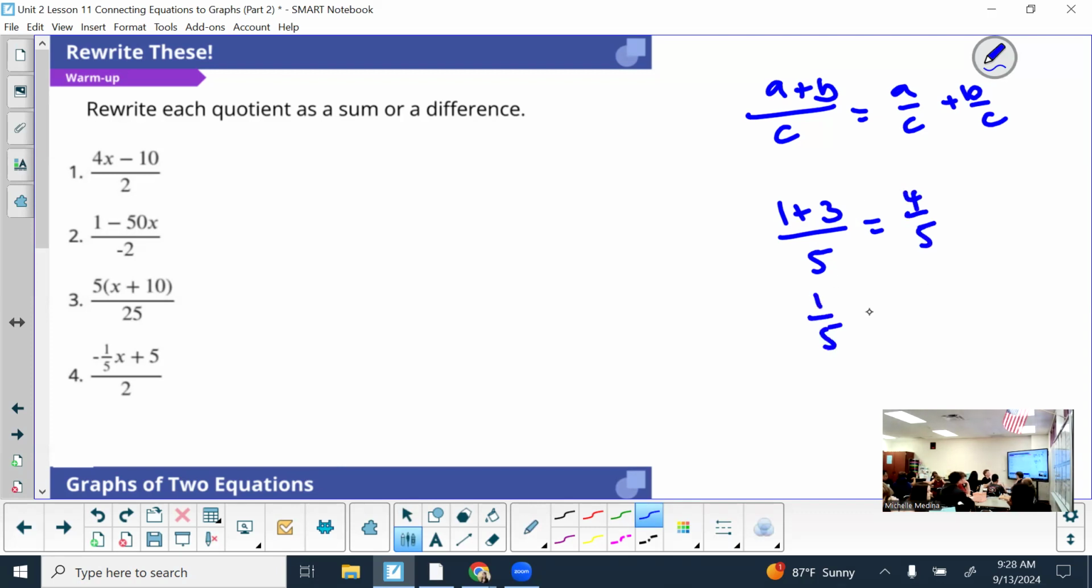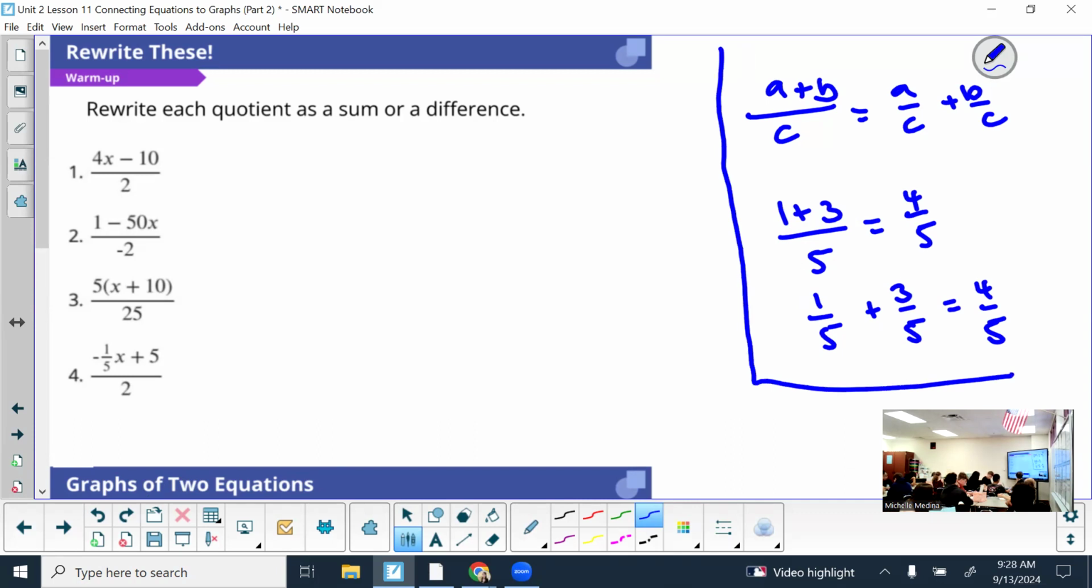If I were to separate it and write it like this, what's 1/5 plus 3/5? You get the same thing, okay? So this is really important because pretty soon, or you might have already on your homework, you'll be rearranging equations into slope-intercept form, and when you have to divide the whole other side by 5, you need to do it to both terms. So here's an example of what it looks like.